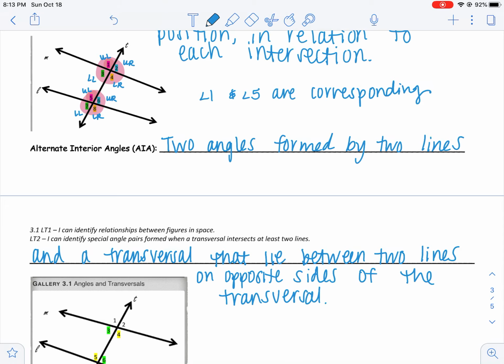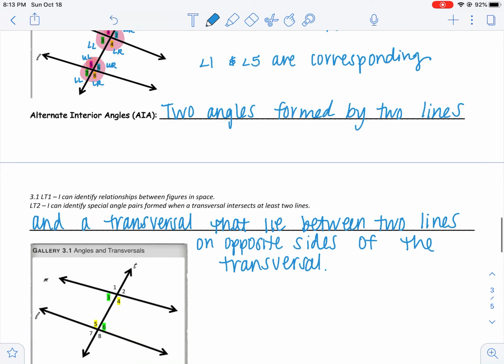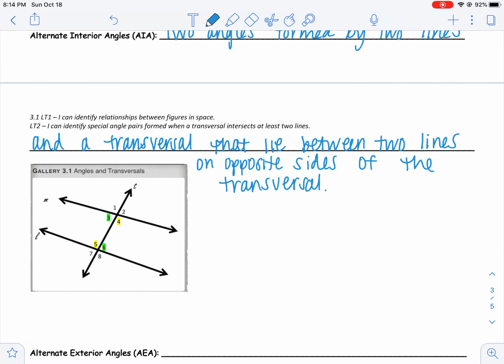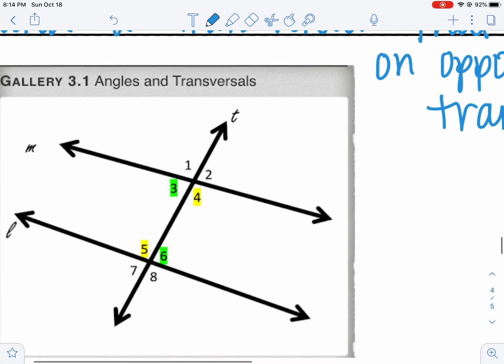And don't let these crazy wordy definitions throw you off. Just think, what is it asking me? It's asking me, what is an alternate interior angle? We are going to look at, once again, our 2 sets of 4. And I'm only going to focus on the angles that are inside the 2 lines, okay? So inside, interior, inside the 2 lines, okay?